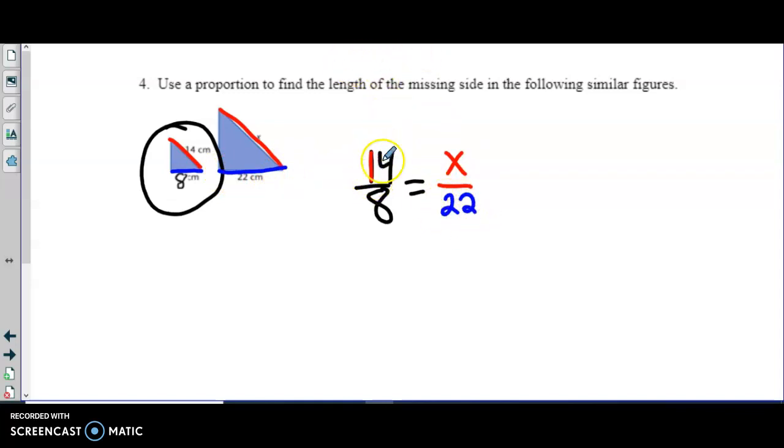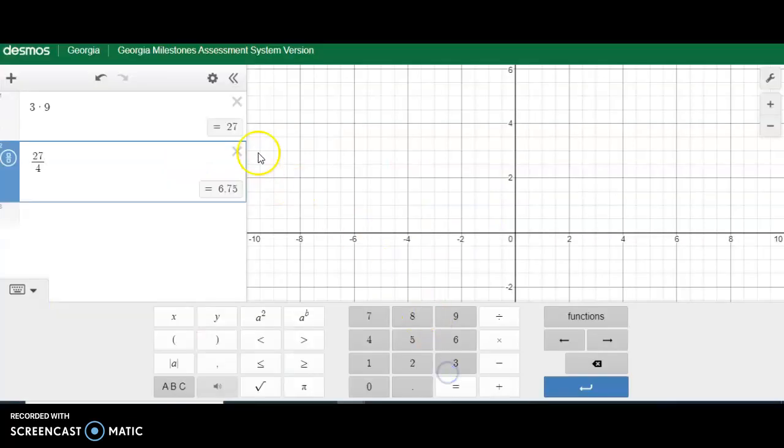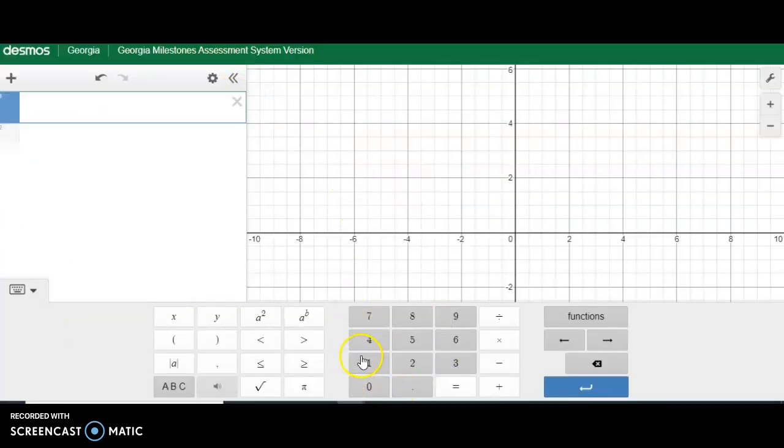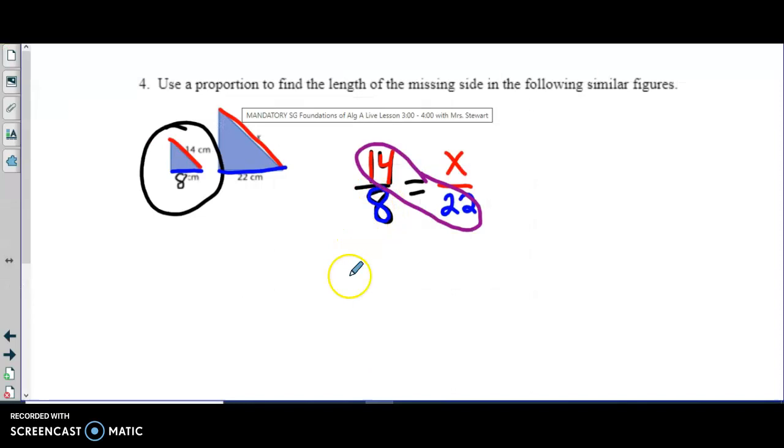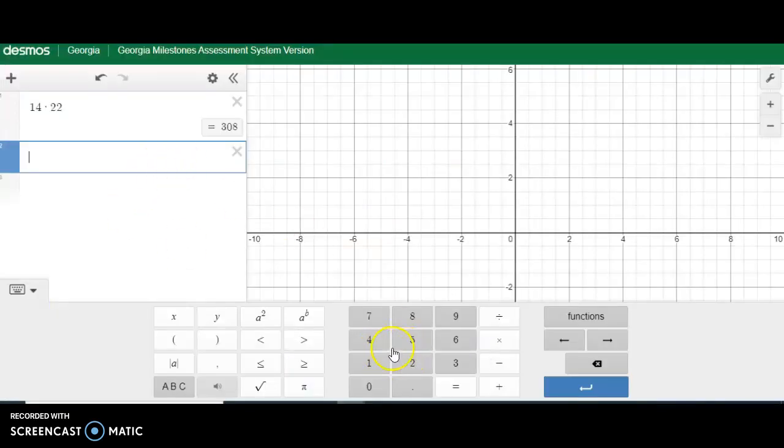I keep trying to stress this, but I really want to make it obvious. The first fraction does not matter. All that matters is that your second fraction matches the first. Okay, and then we're going to go ahead and cross multiply and divide. I'm going to show you how when you get the hang of it, you can do it in your calculator in one step. You could cross multiply 14 times 22, get your answer, and then divide by this other number. So 308 divided by 8. And our final answer would be 38.5.